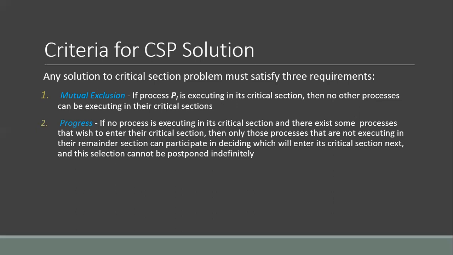And moreover, the progress condition also means that the processes which are not executing in their critical section must not block the access of other processes to their critical sections. This means process P3 and process P4, because these two processes are not executing in their critical section, should not block process P1 or process P2 from entering their critical section.